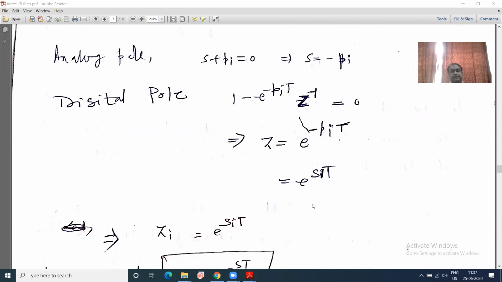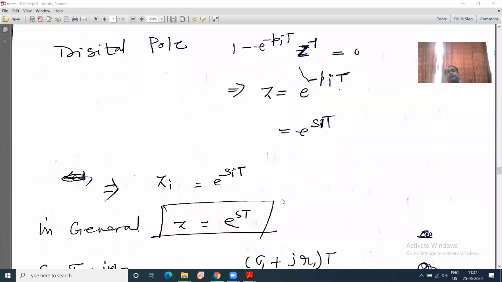Now you should remember that z equal to e to the power sT is a general relation, but z_i equal to e to the power s_i T means that for a particular s_i I will get one z_i. What does it mean? It also means that for a pole located in the analog plane or analog domain, the corresponding pole in the z domain is z_i. For each pole s_i, I will get one pole z_i. Agreed? So generally this is the expression, but we should remember that it holds.